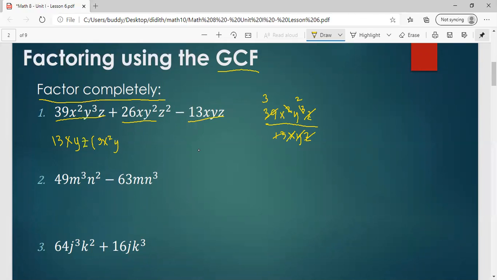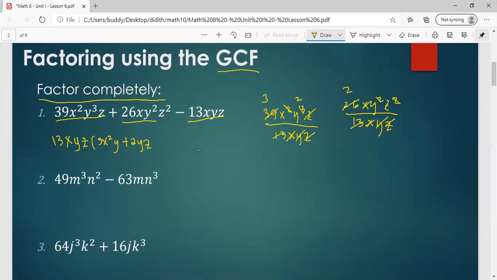Now we will divide the second term, 26xy squared z squared, by the GCF again, 13xyz. So we have 26 divided by 13 is 2. Both x will be cancelled here. 2 minus 1, so this will be 1 for y. And then 2 minus 1 for z, we have z here. So the remaining expression will be 2yz. So this is plus 2yz.